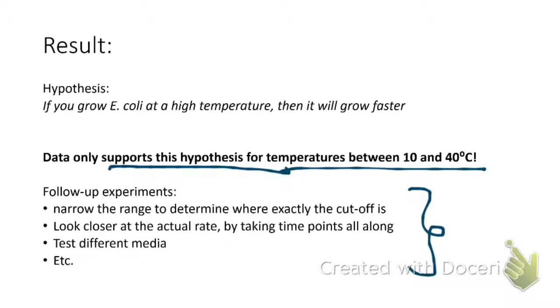For instance, if you want to more exactly find out where E. coli becomes sensitive or inhibited by heat, you could narrow the range of temperatures. You could take a closer look at the actual growth rate by taking time points all along. You could test different media and see whether you would see the same effect in different media, and so on. So I hope this gave you a nice brief overview on how you set up an experiment.